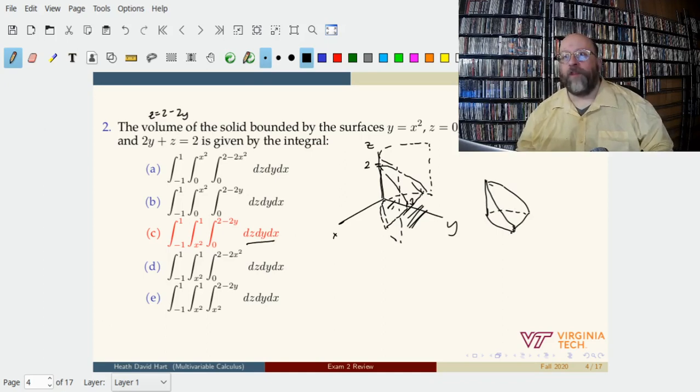So we need the largest and smallest x coordinates on this shape. Well, the x coordinates are where the parabola and the plane cross. So we know that down here z is equal to 0. And since z is equal to 0, 2y is equal to 2. So y is equal to 1. z is 0, y is 1. And since y is x squared, x is going to be positive 1 up here and negative 1 back here. And so the largest and smallest x coordinates are negative 1 and 1.